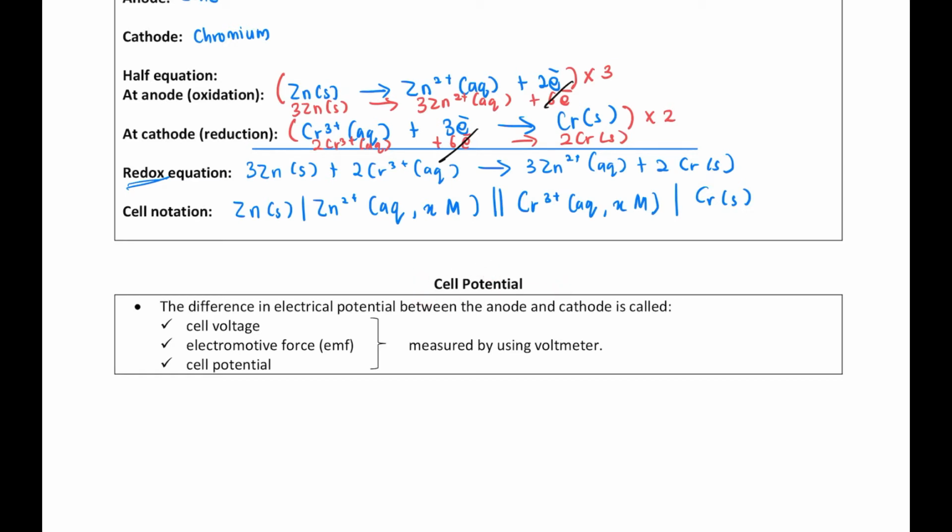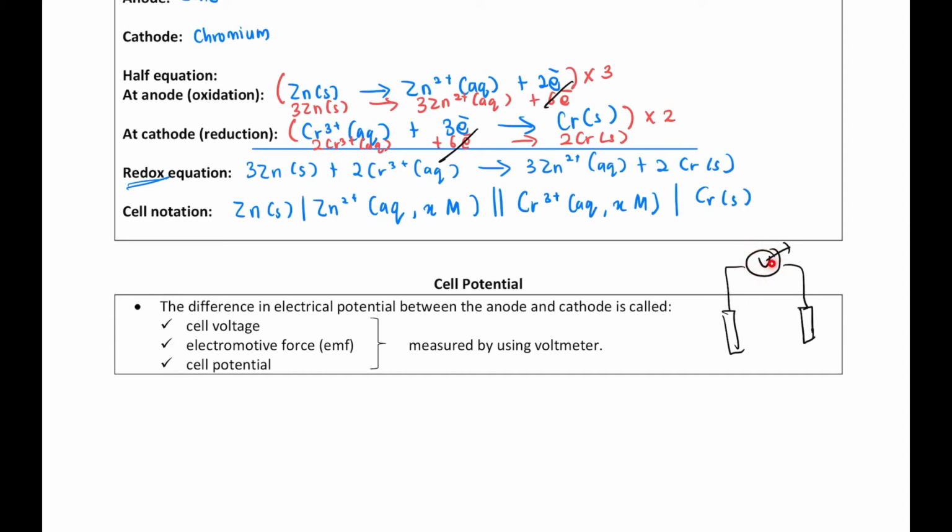Kiranya voltmeter kamu tu kan kita buat eksperimen. Kalau kamu dekat sekolah pun kita ada belajar, kita akan guna voltmeter sambungkan dengan kita punya electrode. Okay, so this voltmeter akan ada bacaan dia lah. Okay, so bacaan voltmeter ni kita panggil cell potential, kita panggil electromotive force, kita panggil cell voltage. Okay, so benda yang sama sahaja.